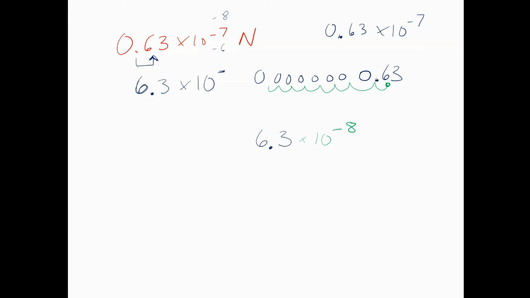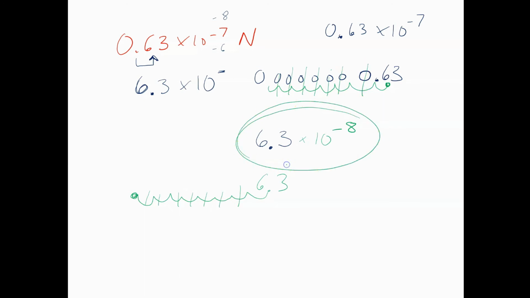And you can always check that again if you wanted to. Take that 6.3, move it 8 places: 1, 2, 3, 4, 5, 6, 7, 8. Do you have 1, 2, 3, 4, 5, 6, 7? All right. So the answer is, in proper scientific notation, 6.3 times 10 to the -8. Don't forget our units of Newton. Newton. Now, sit back and catch your breath for a moment.